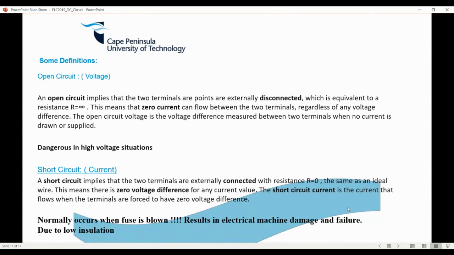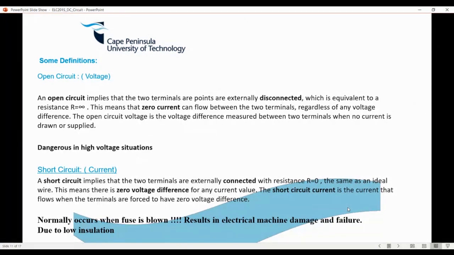If you ever have experience shorting something, you have a very thin, weak wire, you let the wire fry up because of all the current flowing through. This is the same as an ideal wire. This means it has 0 voltage difference for any current value.